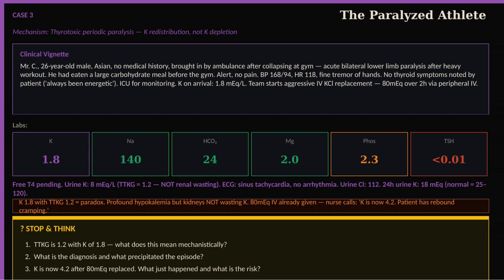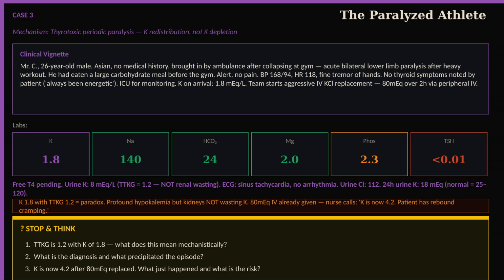His urine potassium is just 8, giving a transtubular gradient of 1.2. That is not renal wasting. So here's the paradox. A potassium of 1.8, profound, yet the kidneys aren't dumping any potassium at all. Then the nurse calls. After that 80 milliequivalents, the potassium is now 4.2, and the patient has rebound cramping.